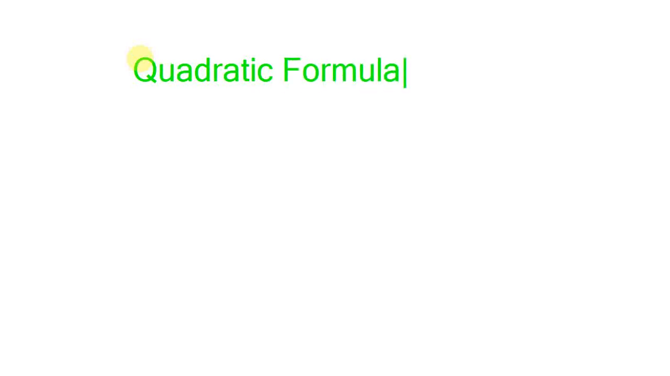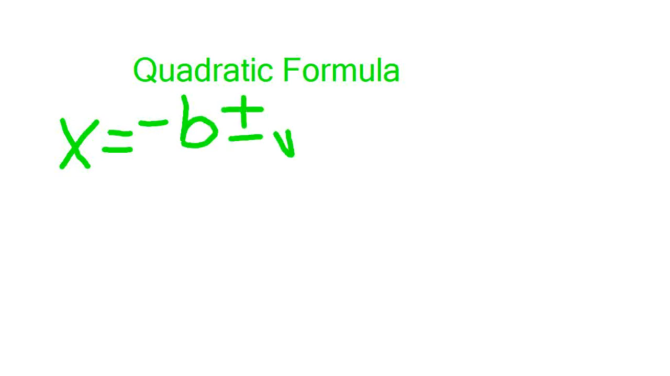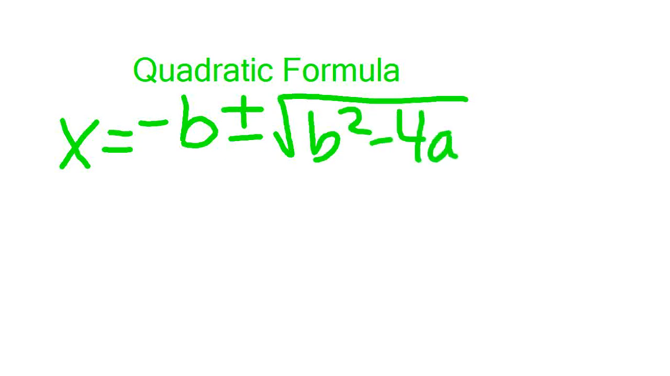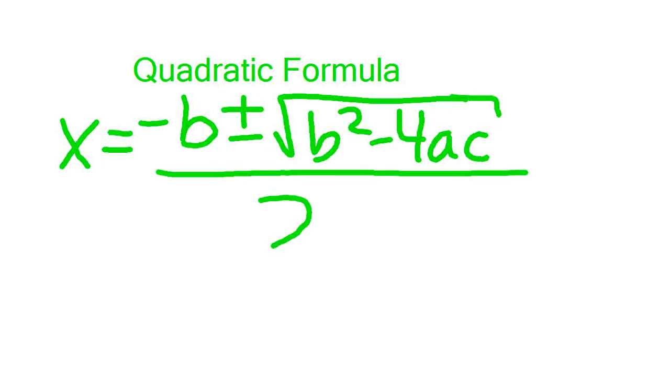Hello class. Today, in this video, we will be talking about the quadratic formula, which is x equals negative b, the opposite of b, plus or minus the square root of b squared minus 4ac over 2a.